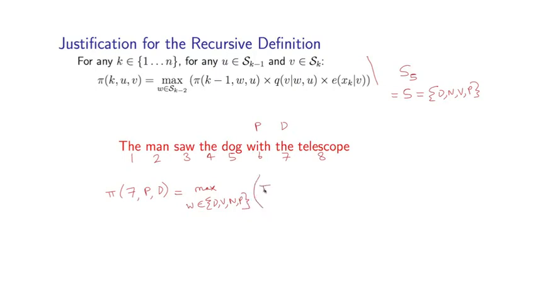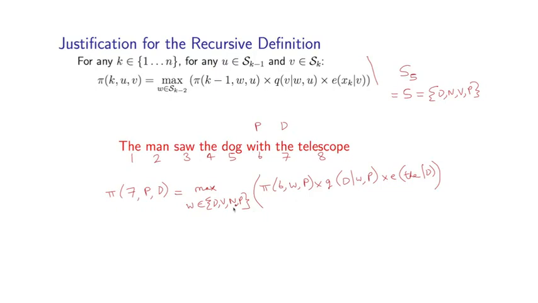And then I have pi of 6 WP, and then I have Q of D given WP, and then finally I have E of XK. K is 7 in this case, so this is the 7th word in the sentence there, given D. So this is the expression which we can use to calculate pi 7 PD.